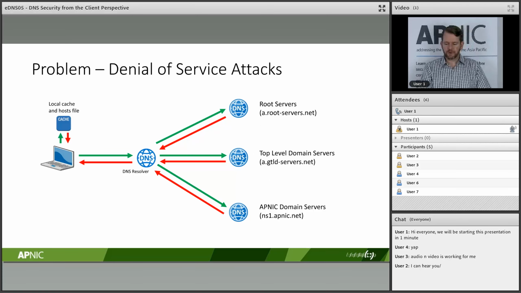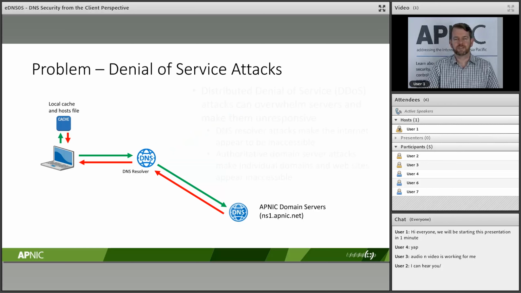So the next problem that we're going to look at is denial of service attacks. Denial of service attacks very classically have been targeting websites. It takes down the public image of an organization or takes down the website for an organization where they make their money. You can have denial of service attacks that can actually attack the domain name system as well. If you take a distributed denial of service attack, you can overwhelm a DNS resolver. If the DNS resolver goes away, then the entire internet will appear to be inaccessible from the client's perspective.